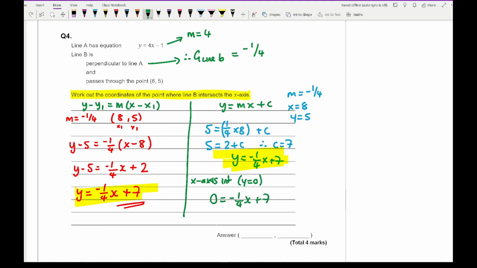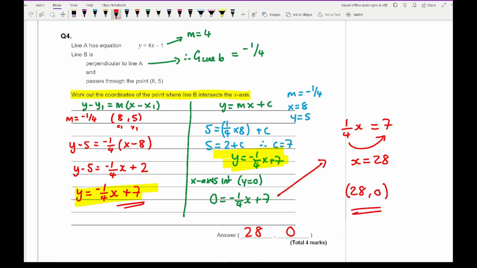So 0 equals minus a quarter x plus 7. If I take the 7 over, and then take the quarter over to the other side, and then take the 4 over, I get x equals 28. So the coordinate is going to be 28, 0, and there is my final answer for that one.